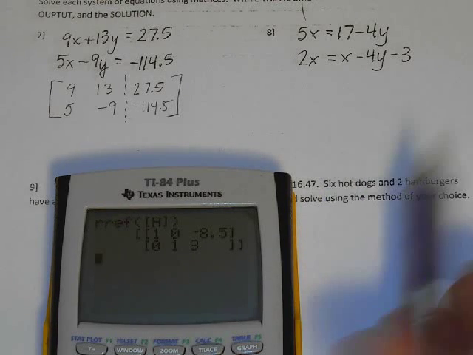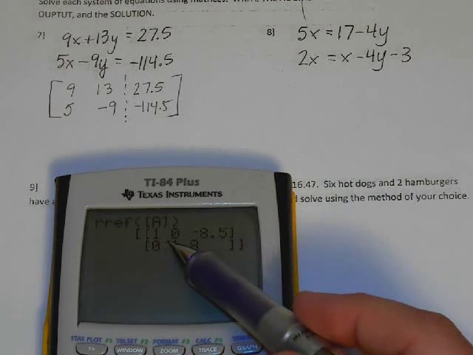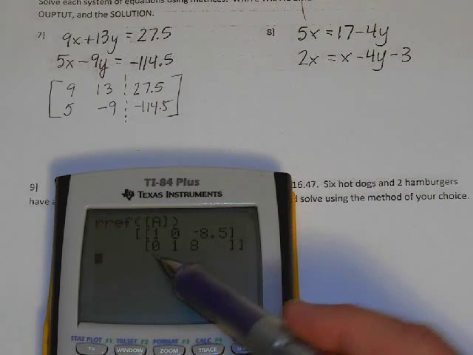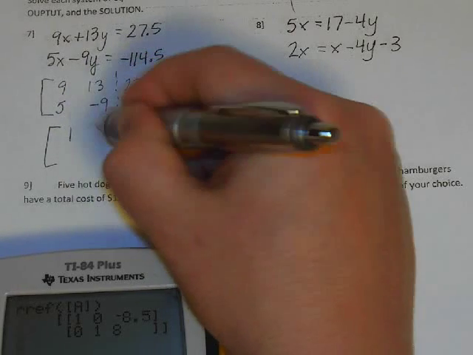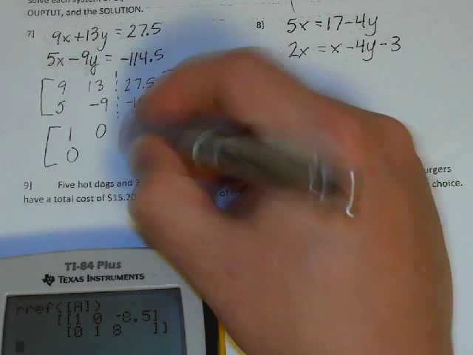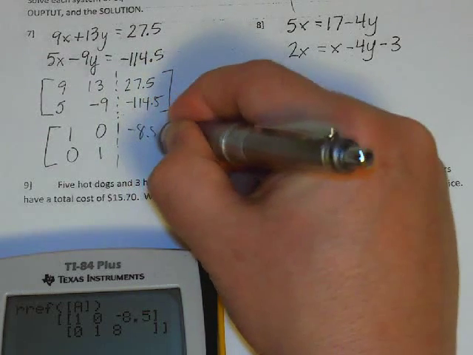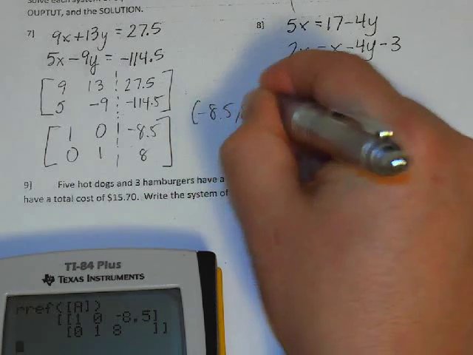So what the top one is saying is that 1x plus 0y equals negative 8.5. And the bottom is saying 0x plus 1y equals 8. So we can see that the solution is negative 8.5, 8. And that'd be our solution.